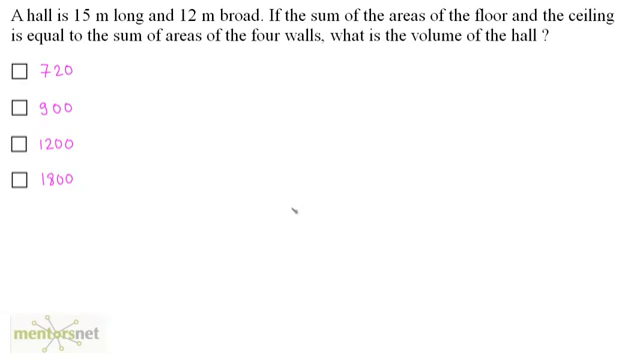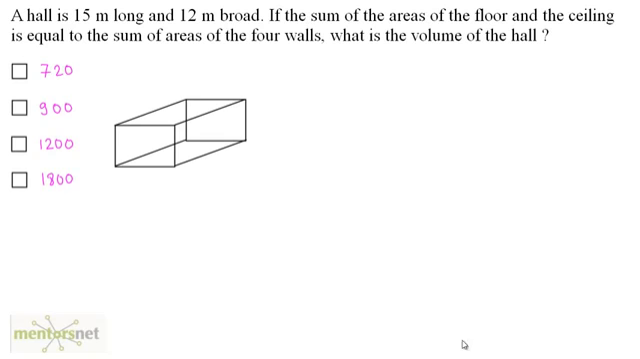A hall is 15 meters long and 12 meters broad. If the sum of the areas of the floor and the ceiling is equal to the sum of areas of the four walls, what is the volume of the hall? Well, to calculate volume, you need length, breadth, and height. You have been given length and breadth. The height you'll have to find out.